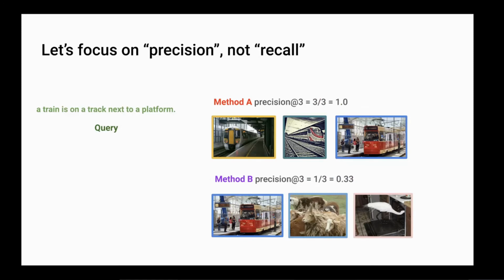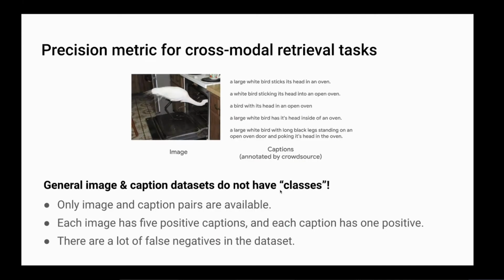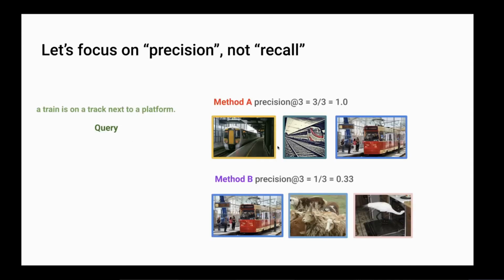So we proposed to use precision rather than recall here. In terms of precision, method A will have 100% precision at 3, but method B will have a 33% precision score. The problem is, to measure the precision, we have to secure the whole classes or the positive pairs.